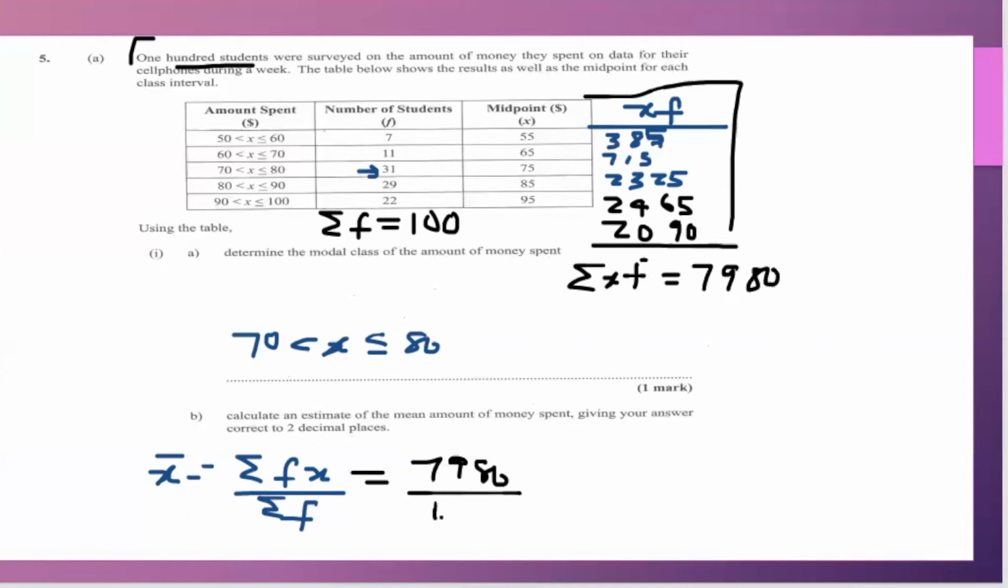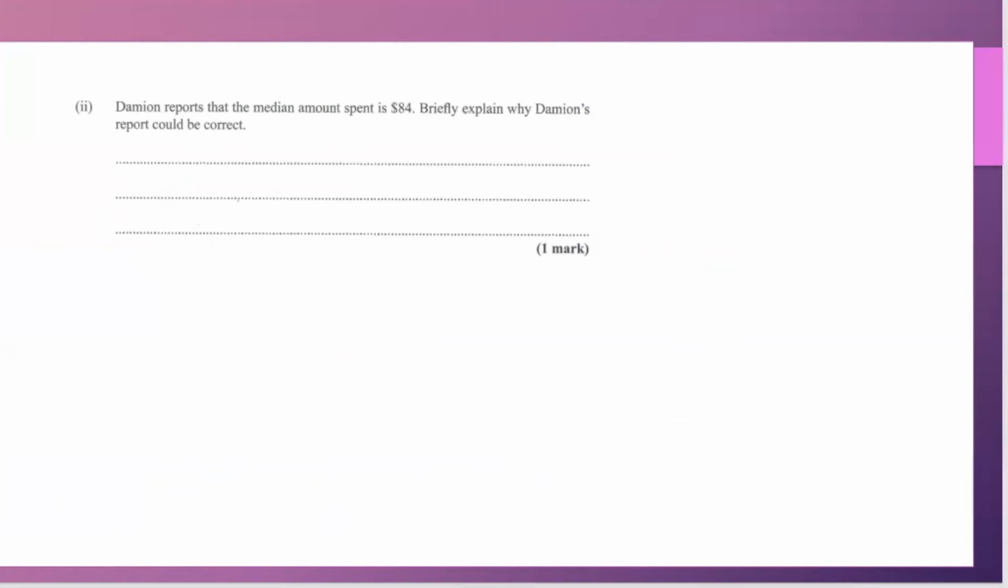So dividing this by 100, we get 79.80. And that's it. Now, because we want money, that's why we have a dollar sign, because it says estimate the mean amount of money spent. So this represents the mean amount of money spent. Now, the next question says, Damien reports that the median amount spent is $84. Median is the middle. Briefly explain why Damien's report could be correct.